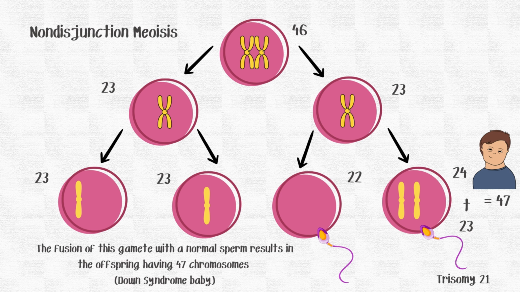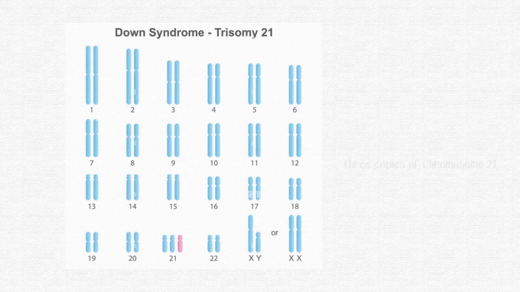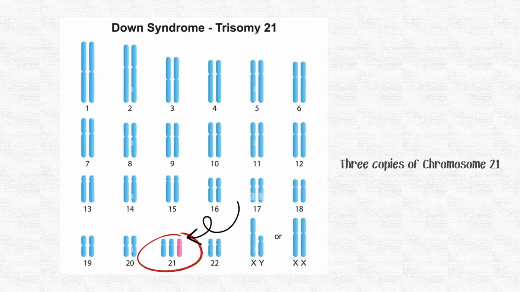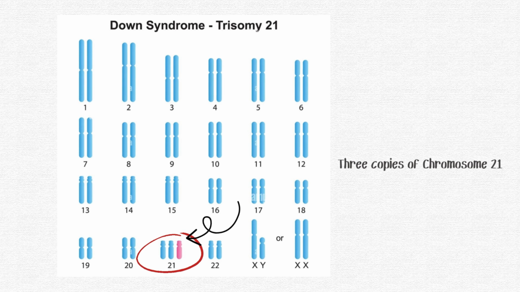The fusion of a gamete carrying an additional copy of chromosome 21 with a normal sperm during fertilization leads to the conception of an offspring with 47 chromosomes, a condition commonly identified as trisomy 21. With this type of Down syndrome, there are 3 copies of chromosome 21 instead of the normal 2 copies.